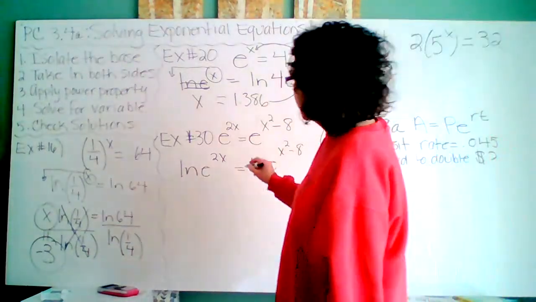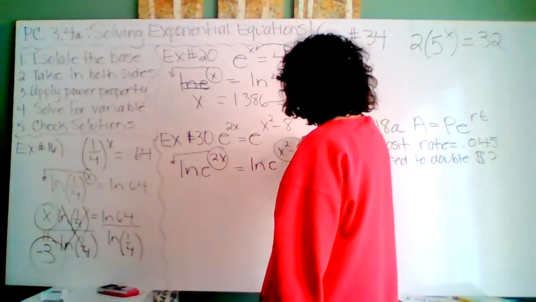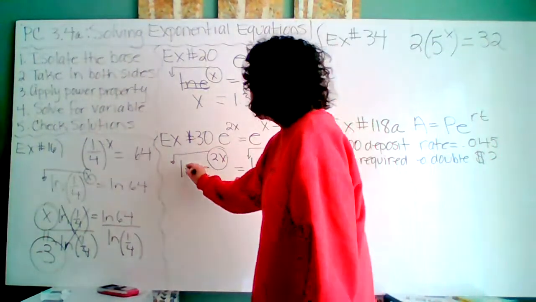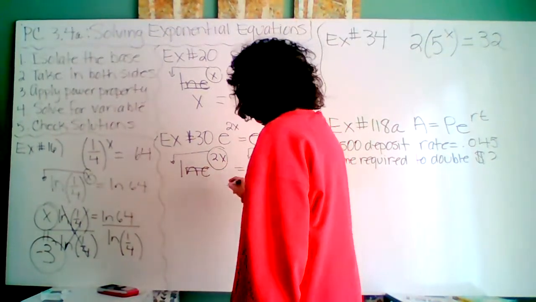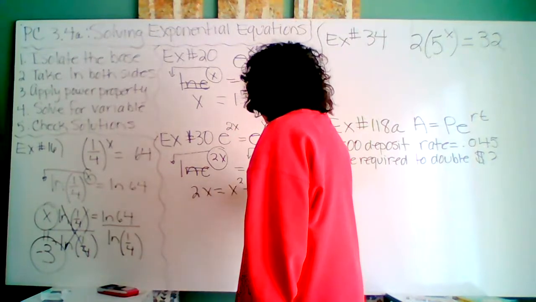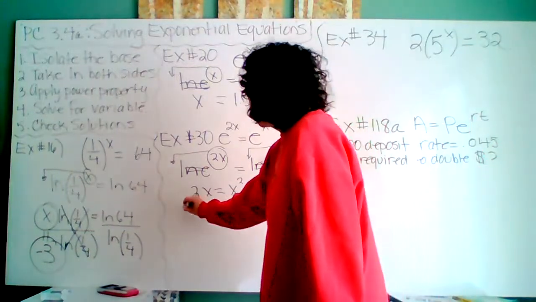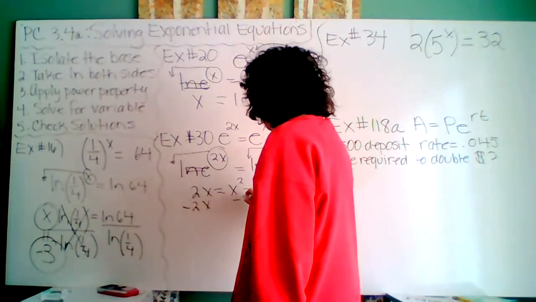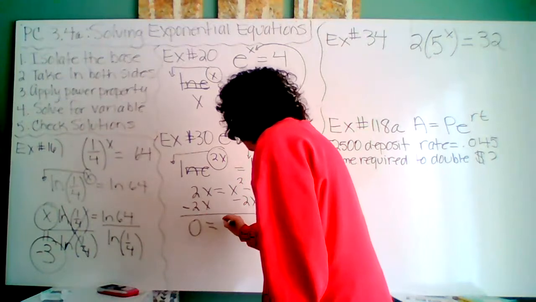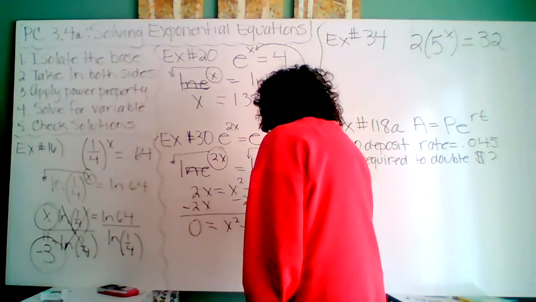We'll bring both of those exponents out front and multiply them by the natural log of e on both sides, so these cancel. So really, I'm just solving 2x equals x squared minus 8. This looks quadratic to me. I'm going to subtract a 2x from both sides, and I get 0 equals x squared minus 2x minus 8.